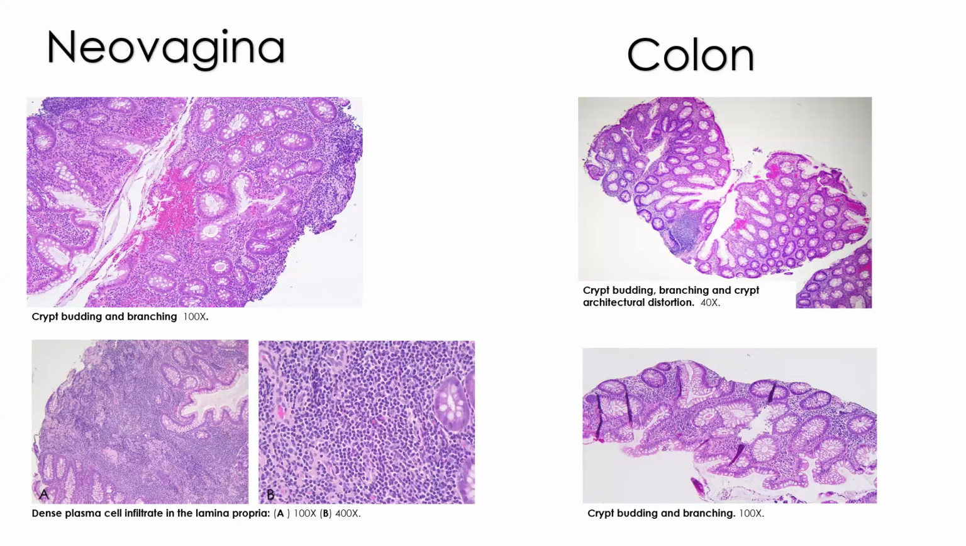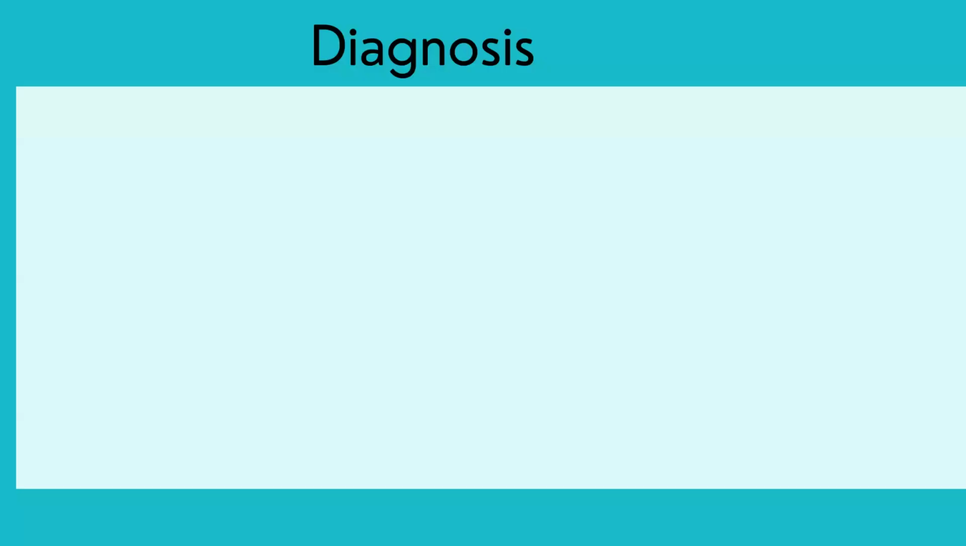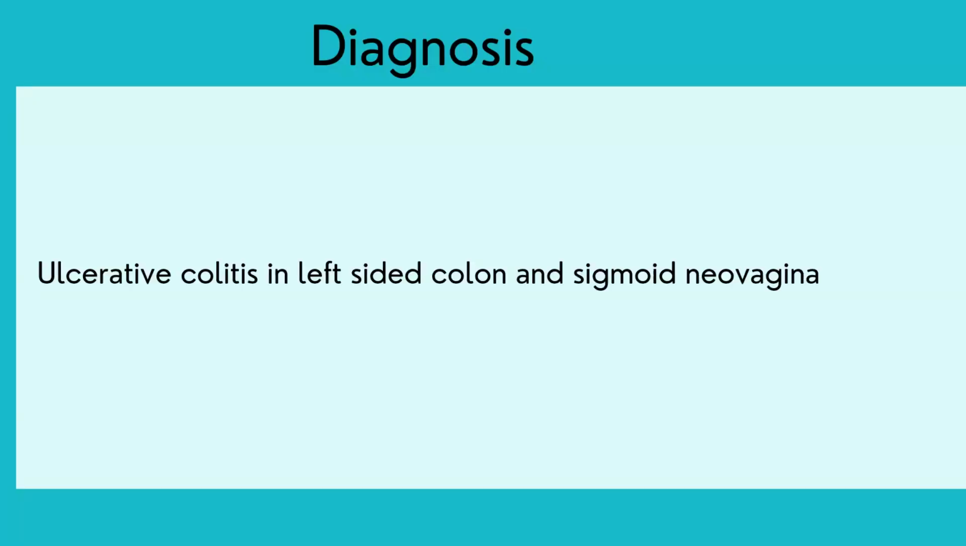So with this information in terms of the clinical history, the labs and the endoscopic findings, as well as the histology, we're able to come up with a diagnosis of ulcerative colitis in the left-sided colon, as well as the sigmoid neovagina. As I said, diagnosis of UC is not only one clinical diagnosis, but you need to have a constellation of multiple things in a patient. She had a family history of IBD. She presented with the typical symptoms. The endoscopic findings were more or less in keeping with chronic inflammation, as well as the findings on histology.